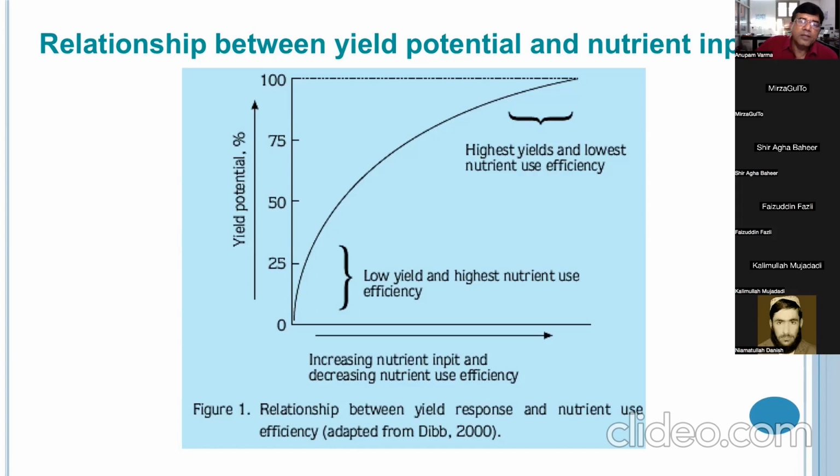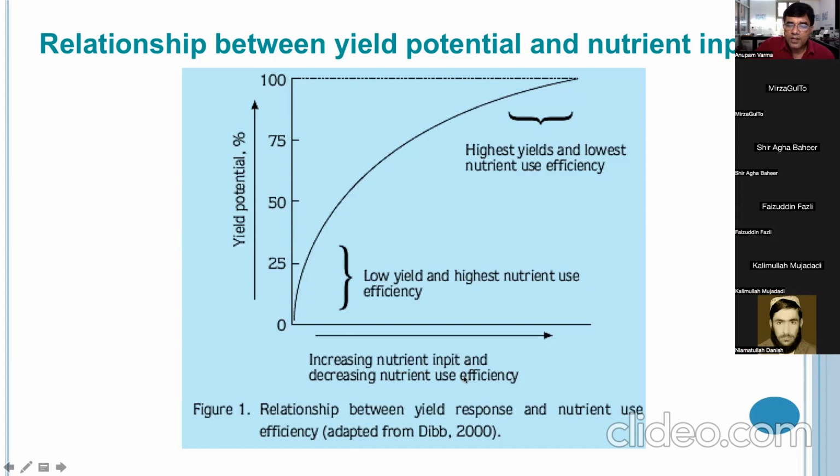First, let me explain it. The exact values are not given here. This is just to make you understand how the nutrient use efficiency behaves if we go on increasing the rate of fertilizer application. It is not mentioning whether this picture is for nitrogen or phosphorus. It is irrespective of the nutrient: increasing nutrient input and decreasing nutrient use efficiency.